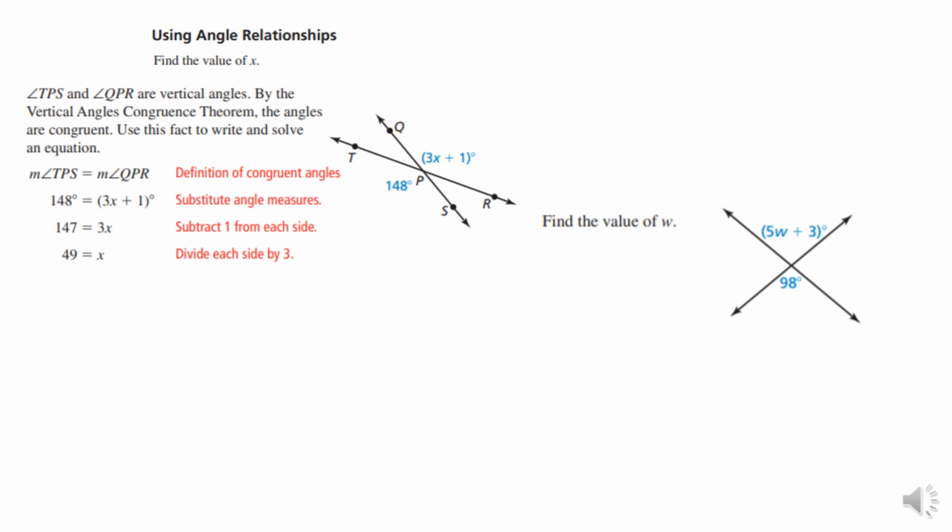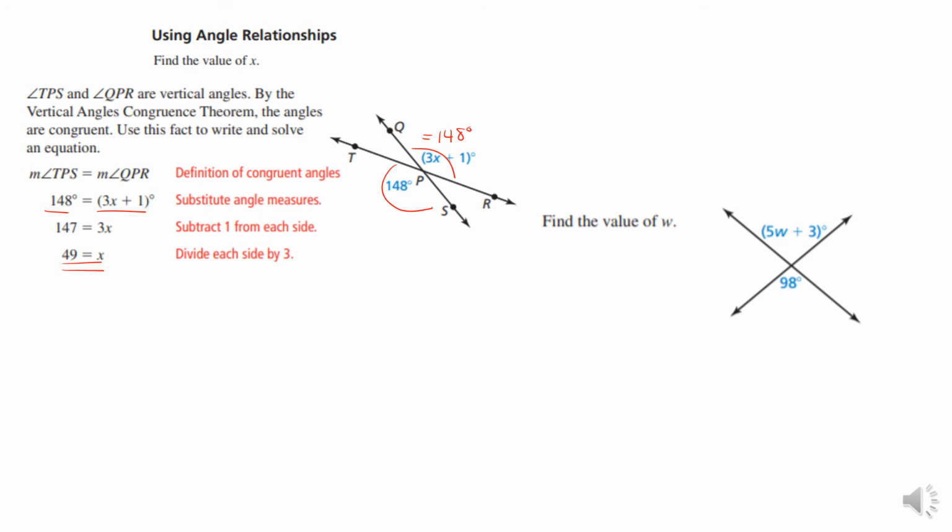All right, this is using angle relationships and mathematics, arithmetic, algebra to solve the problem. So we know that TPS and QPR are vertical angles. And because of that fact that they are congruent, we can now set the two amounts equal to each other and use algebra to solve. So subtract 1, divide by 3, we get the answer. Now, be careful, because what are they asking for? Are they asking for x? We already know that this also equals 148, so we are solving for x.